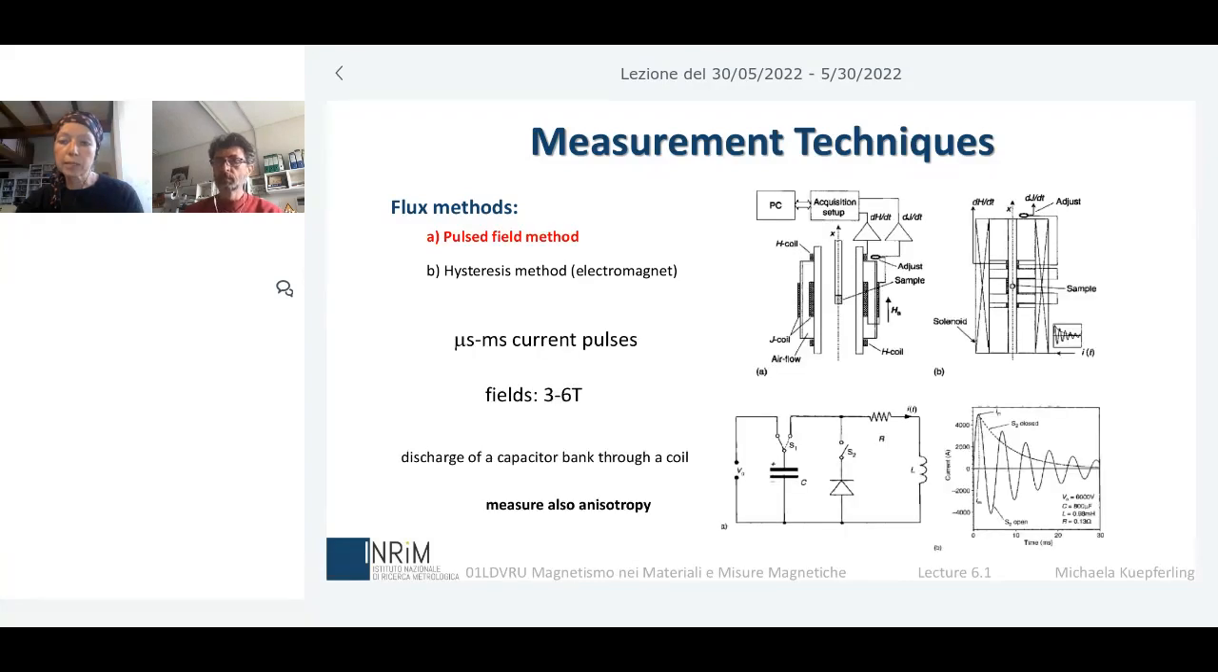And you can combine this also with a hysteresis method. But let's give a look to the pulsed field method here. You can see here more or less the setup. It's very simple. You usually use only a coil of copper, which prepares your magnetic field. Of course, you have to use very, very high currents. You can see here you have to go up to several thousands of ampere to reach the fields that are required to saturate permanent magnets.